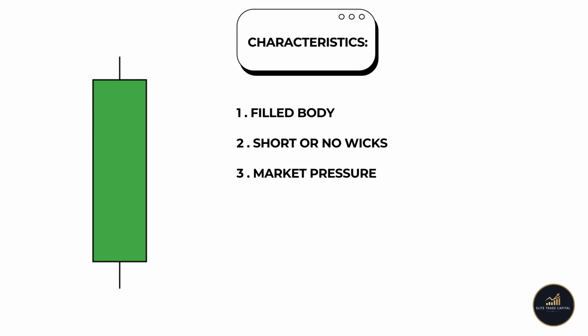The important characteristics of this candle are a filled body, that means a large and solid body with a visible difference between open and close price. And this candle indicates that the price has moved considerably during the period. Short or no wick, this means that maybe the wicks are present but the body is more significant. The candle can be either bullish, in this case green, or bearish, in this case red, depending on the direction of the move.